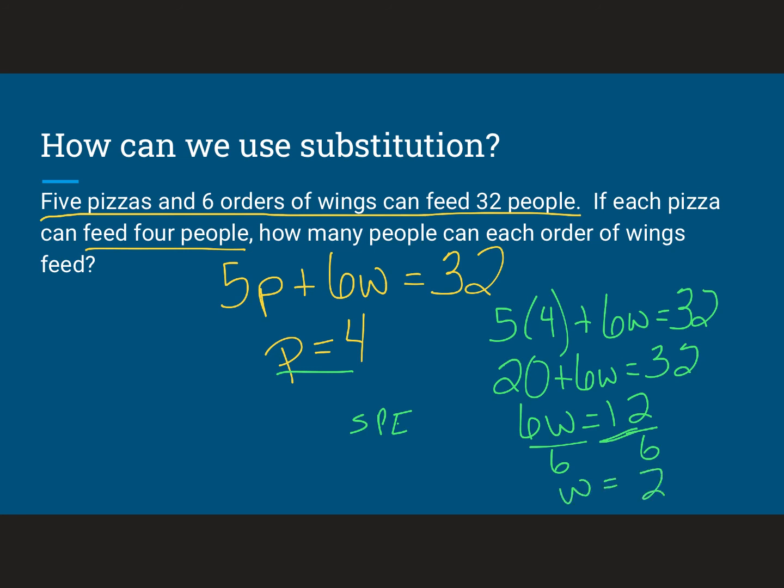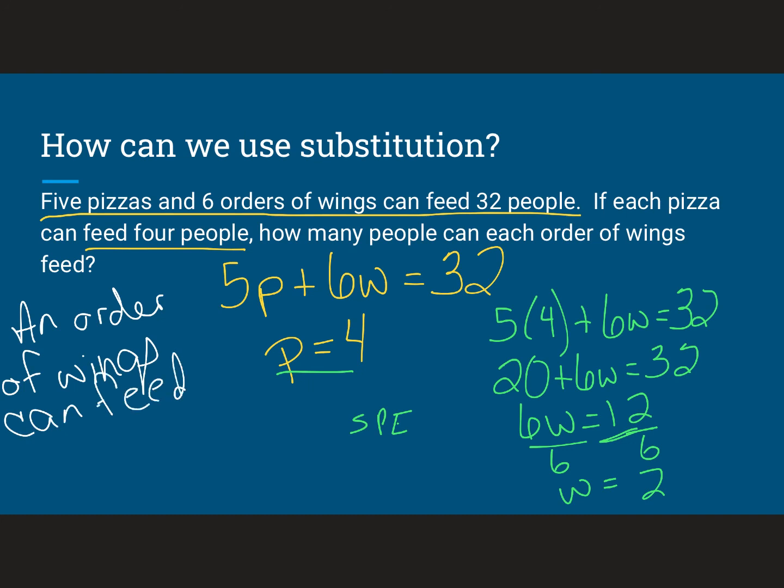So again, just like in the graphs, when I have a word problem, my answer needs to be in words. So my answer to this is, an order of wings can feed, in this case I just care what W equals, 2 people. Okay, go ahead and try this on your own. Make sure that you complete your work, and I will see you in class.